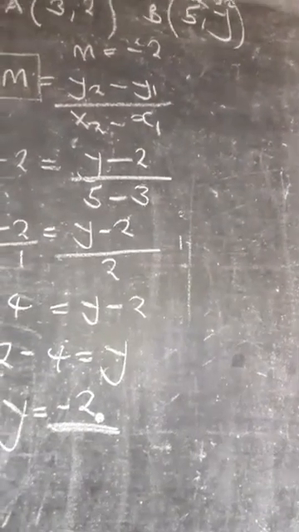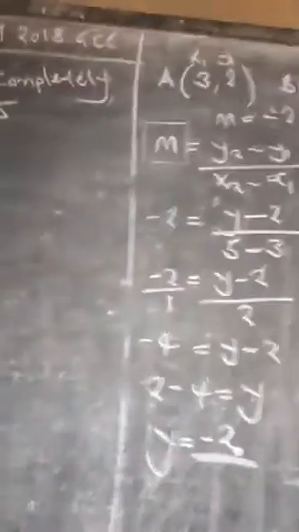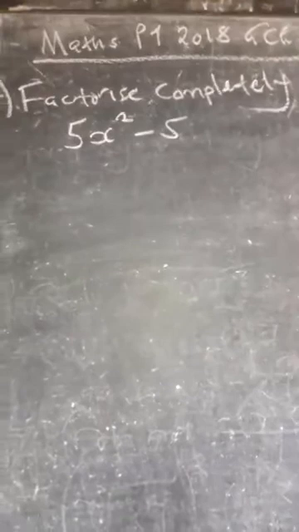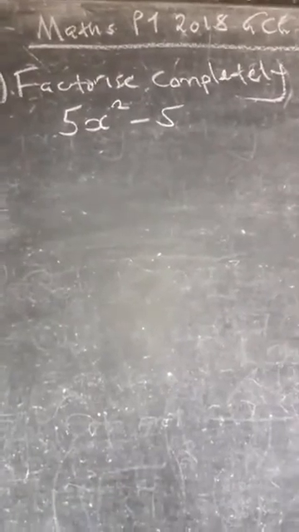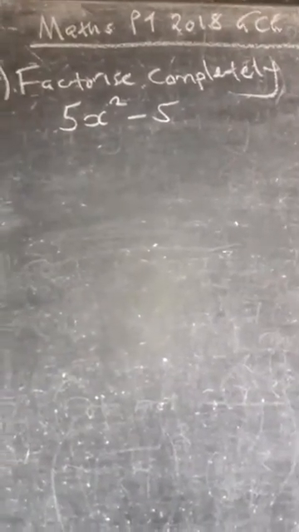So we can now do number 4. Factorize completely. So mostly when they ask you to do so, what you're having is a difference of 2 squares. Make sure that you can make something that looks like a difference of 2 squares.